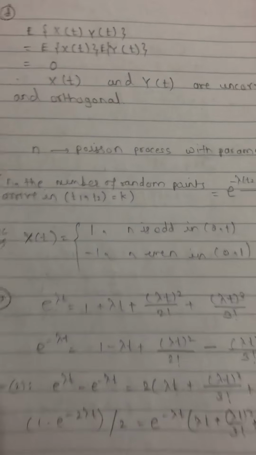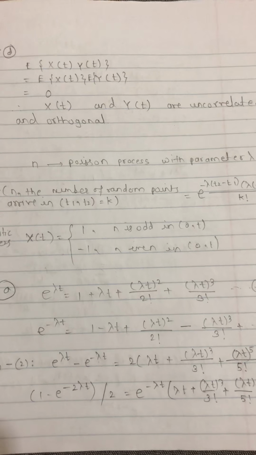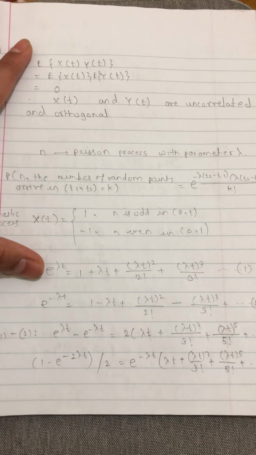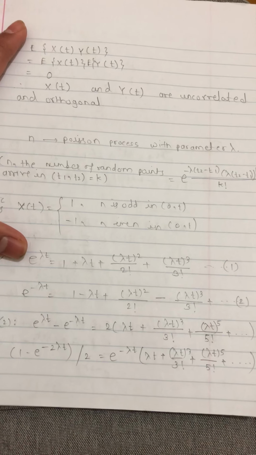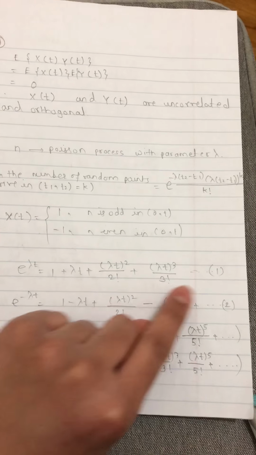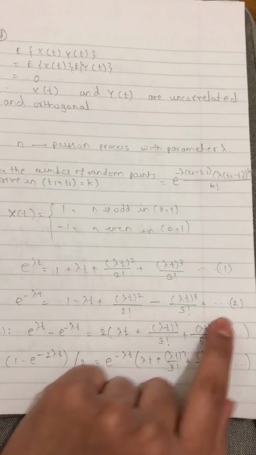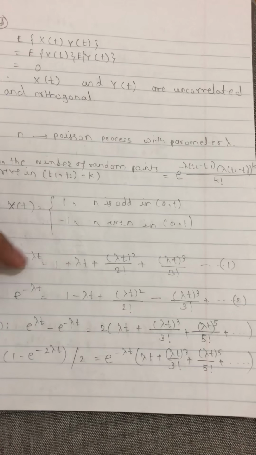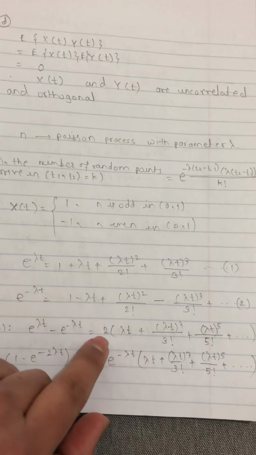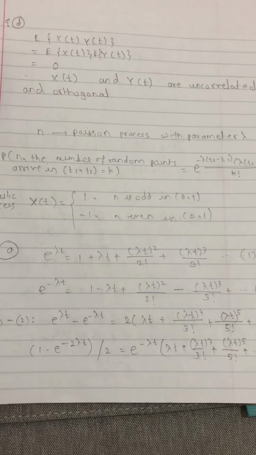Now in part A we need to calculate the probability that X(t) is equal to 1. First, simplifying our calculations: e to the power lambda t is a standard series of this form, and similarly e to the power minus lambda t is a standard series of this form. If we subtract the second from the first, we get this, and only the odd powers of lambda t remain.